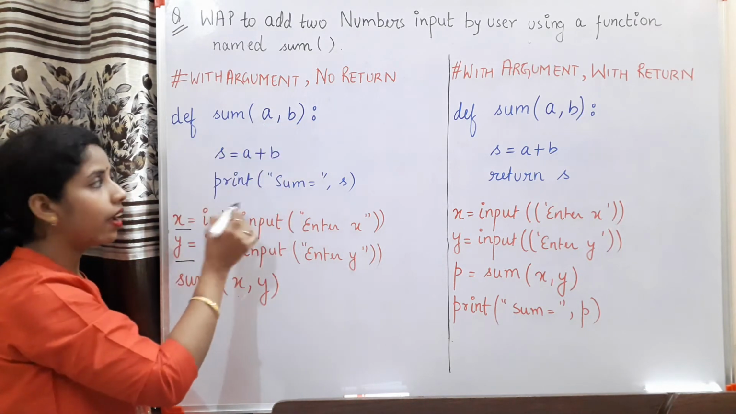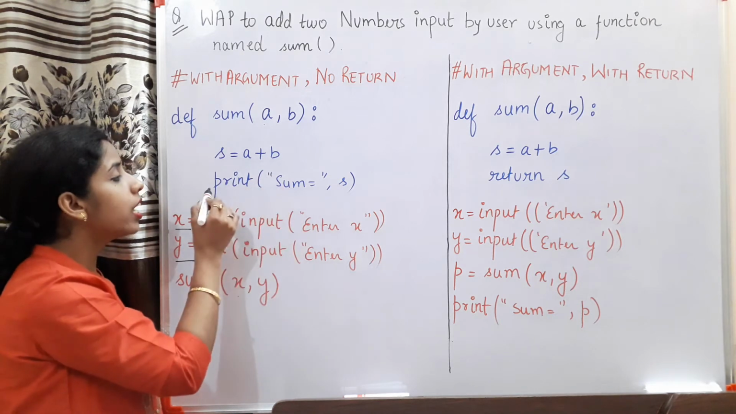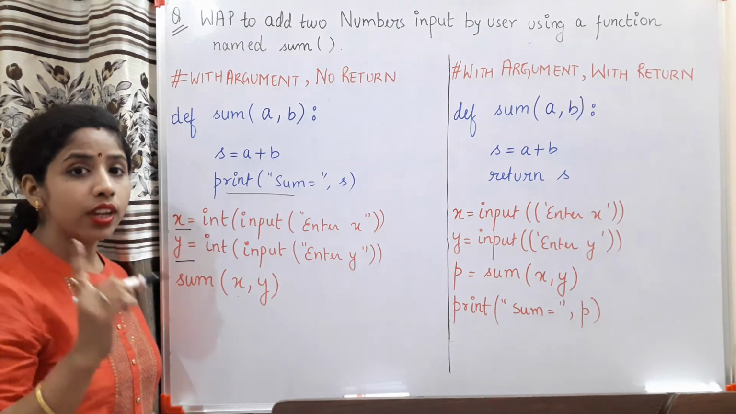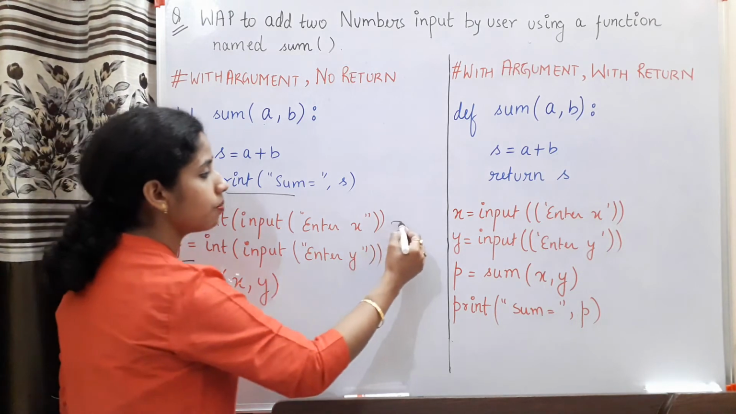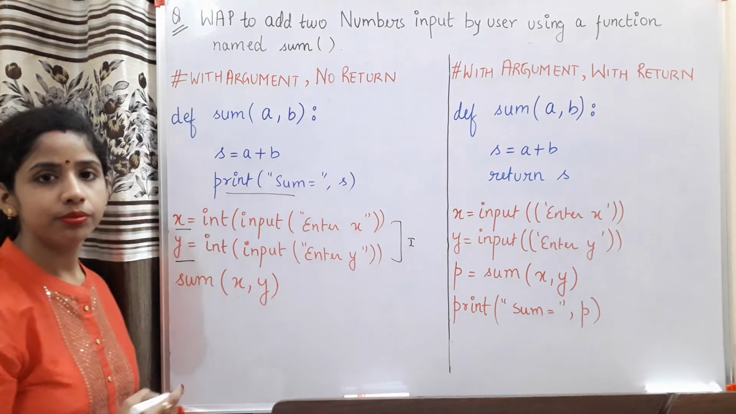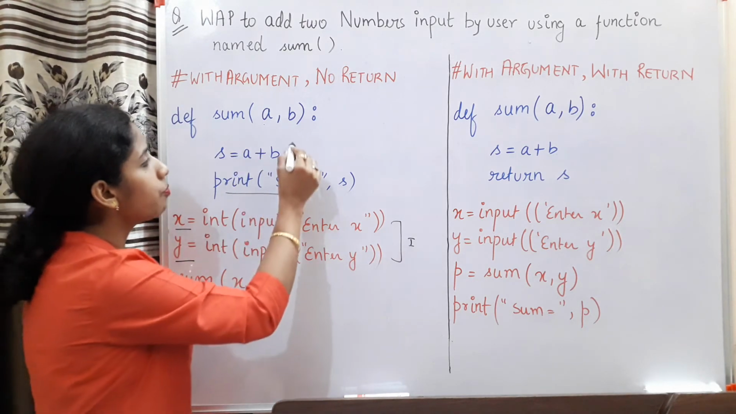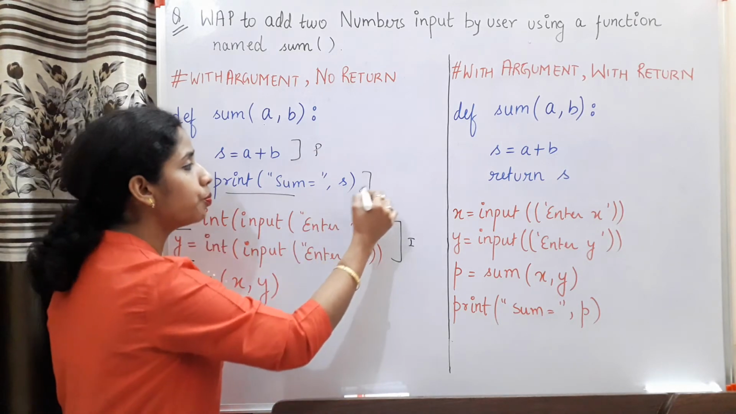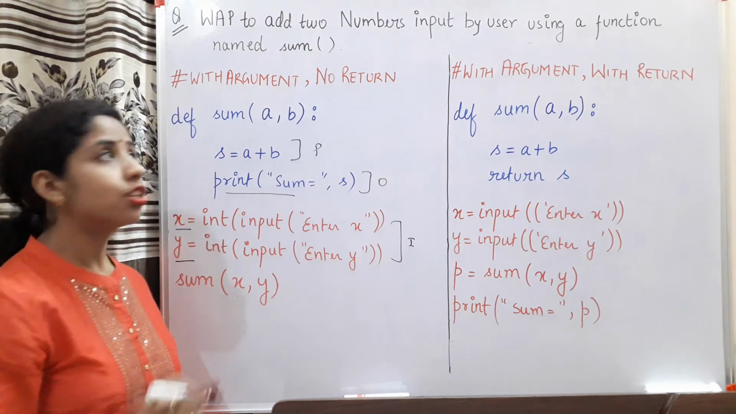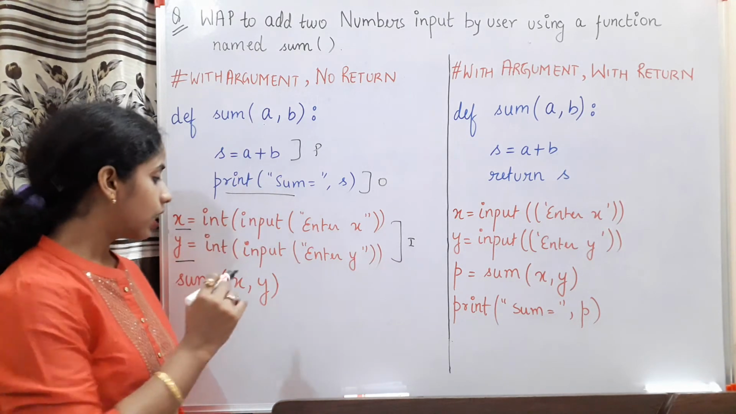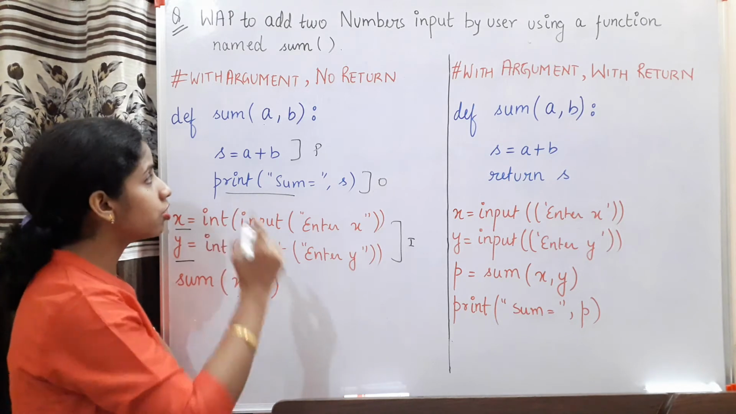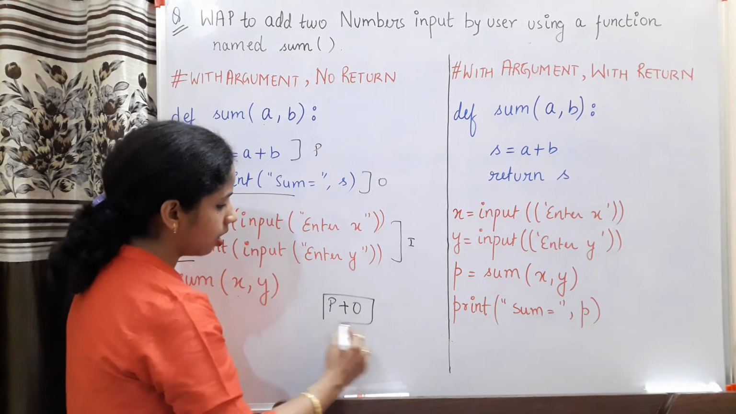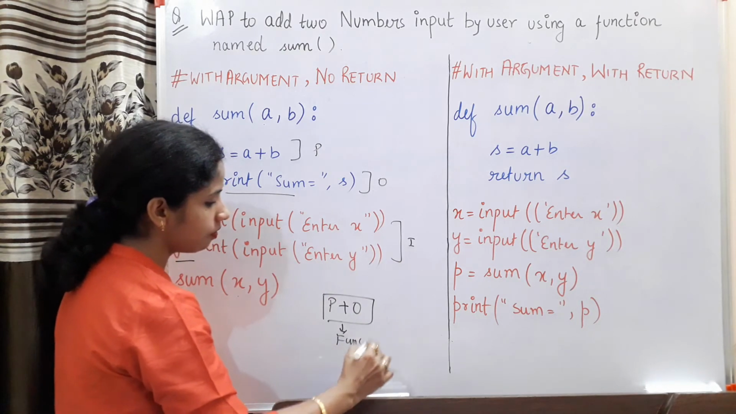Now A and B will get the value, the result of sum will be calculated, and see the function is itself printing the result. So here the work of input is done by the main program, not by the function. The work of processing is done by the function, and the work of output is also done by the function. So in this style of function, what is the responsibility of the function? Processing plus output. Only this work will be performed by the function.